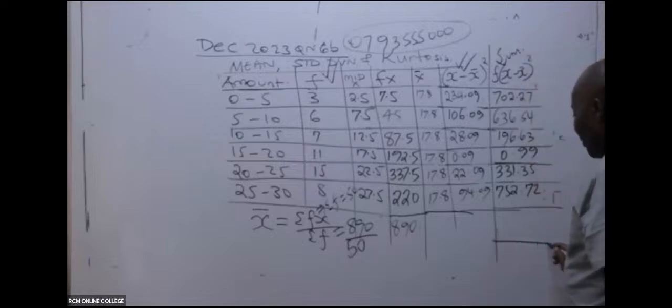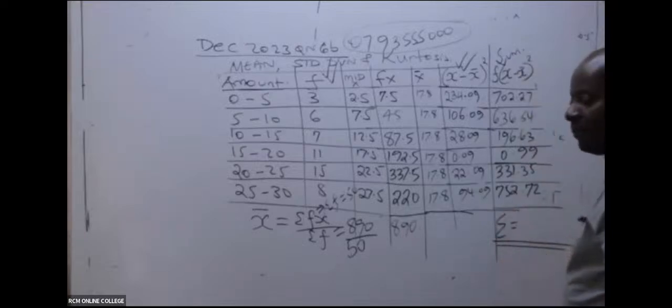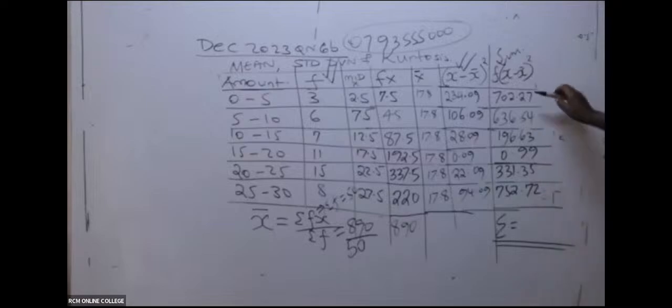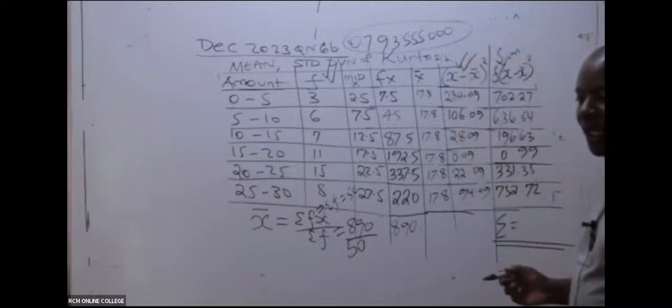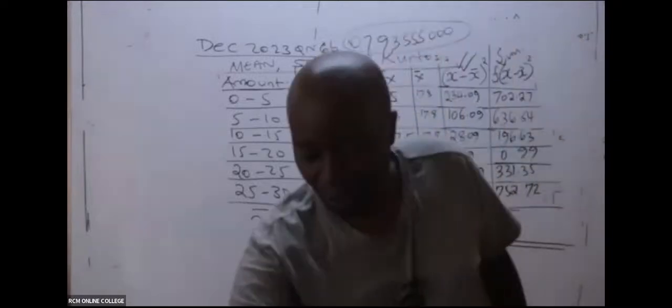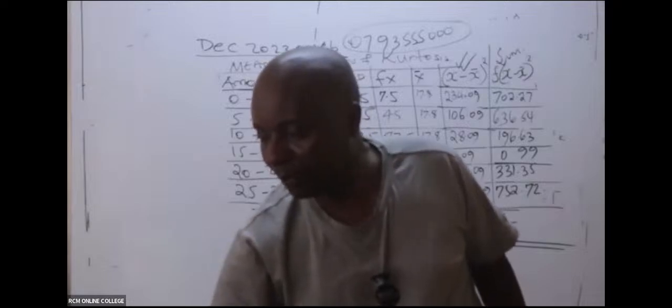Is there somebody who will be able to give us this sum? You start from the beginning, top here: 702.27 plus 636.54 plus 196.63 plus 0.99 plus 331.35 plus the rest. Rigathi is giving us a figure of 26.